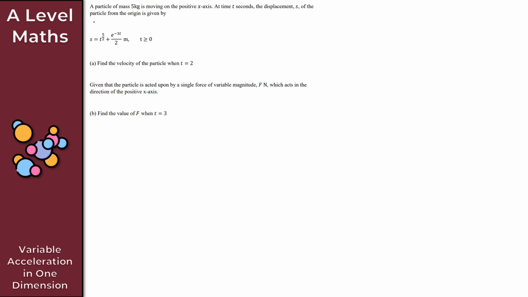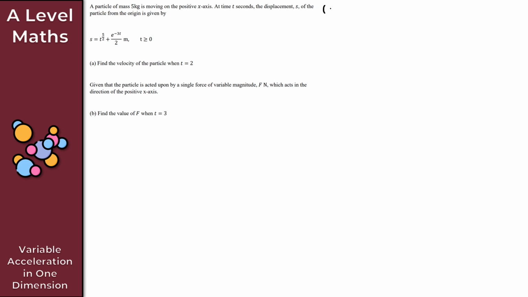For this question, we have a particle of mass 5 kilograms that is moving on the positive x-axis. At time t seconds, the displacement s of the particle from the origin is given by the following. For the first part of the question, part A, all we want to do is find the velocity of the particle when t equals 2.